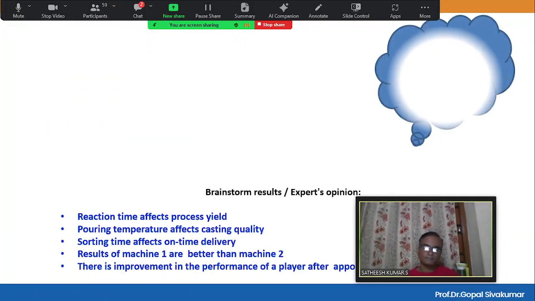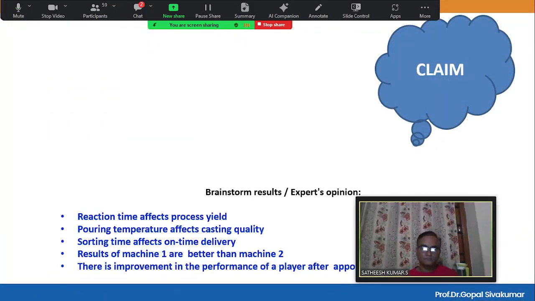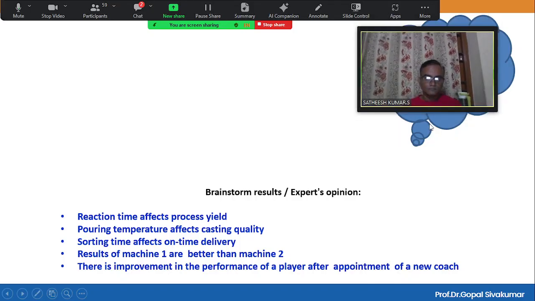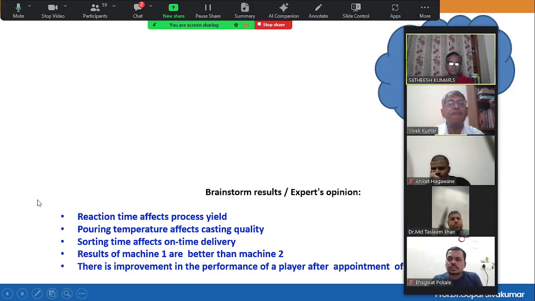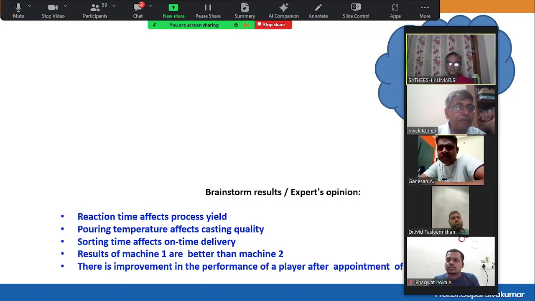What is the mechanism? Let us say in a real life situation, these are some examples of the claims that people make. Somebody has made a claim, for example, Aniket, what is the claim? Reaction time affects process yield. One example of a claim. Bhagwat, another example of a claim: pouring temperature affects casting quality.